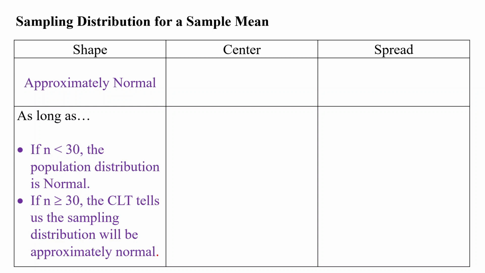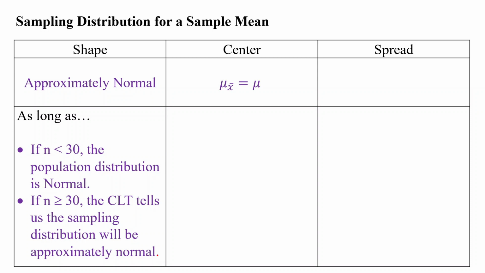If your sample size is less than 30, the population distribution should be normal. Or you could probably get away with approximately if your population is approximately normal. But if n is greater than or equal to 30, the CLT tells us the sampling distribution will be approximately normal no matter what shape the population is, or if we don't know the shape. So yeah, we have to check those things in order to cross off that our sampling distribution is approximately normal.